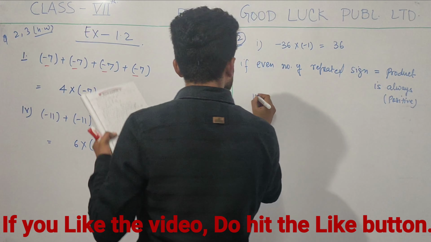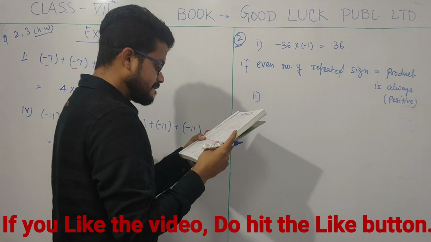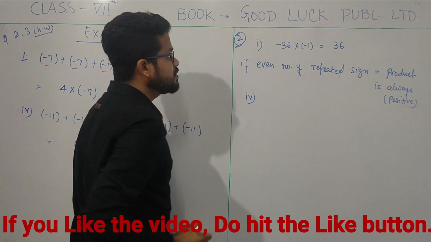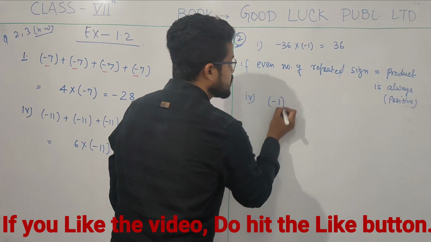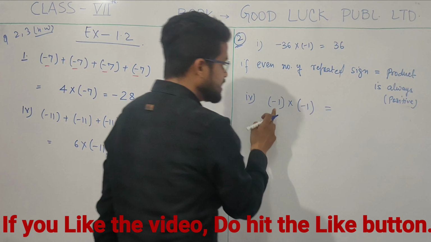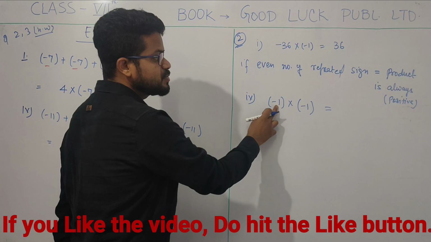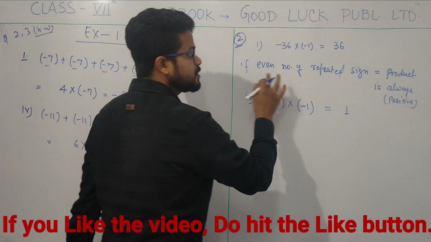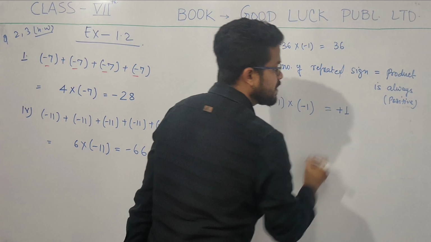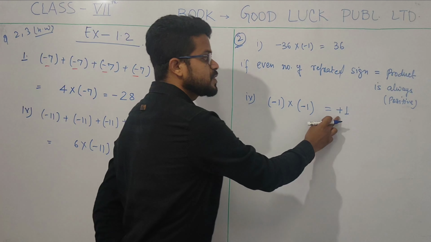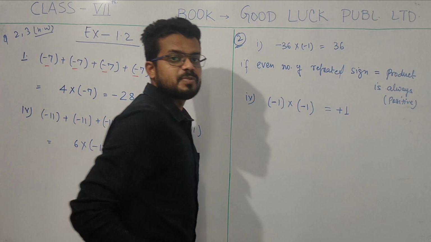Now the second example, question number 4, which is -1. When I multiply this -1 with -1, firstly just multiply both the numbers. 1 into 1 is 1. Now count the signs. Here this is minus, here this is minus, 1, 2. 2 is even. So I simply put plus, because the number of repeated signs is 2, which is an even number. So the product is always positive.